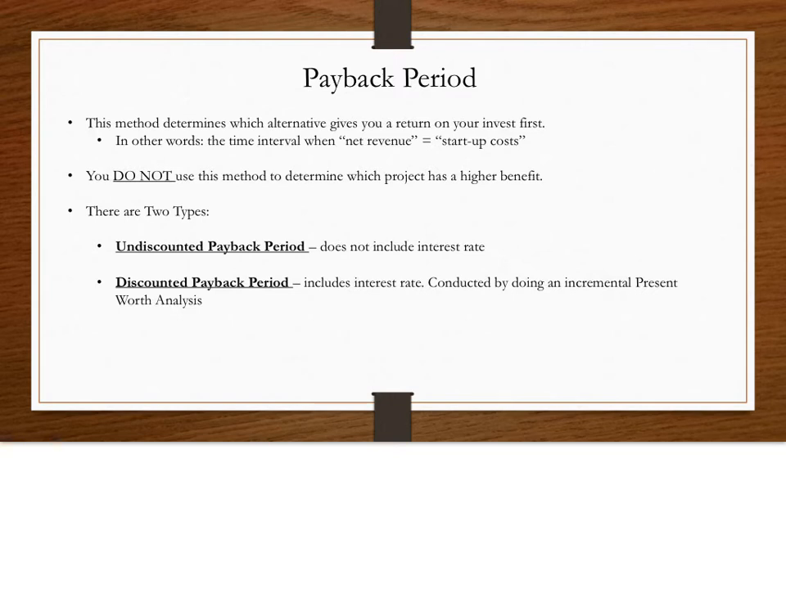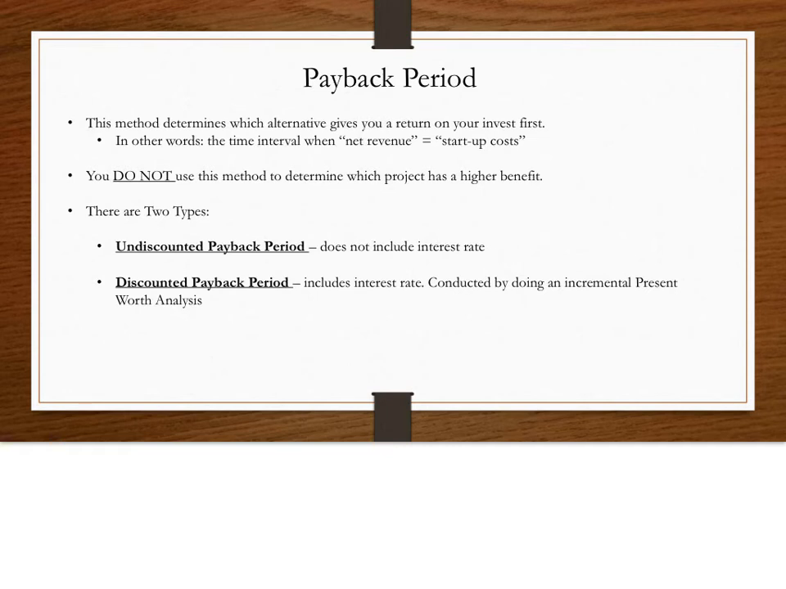So our next method is called payback period. This helps us to determine at what year in the project's life we receive a return on our investment. In other words, at what year is our net revenue equal to our startup costs? It is important to understand that this method is not to be used to determine which project has a higher benefit. It is only to determine when a project has become profitable.